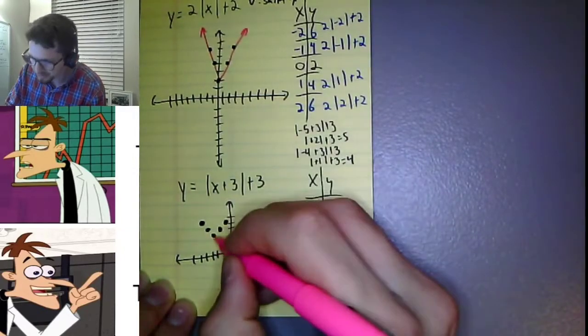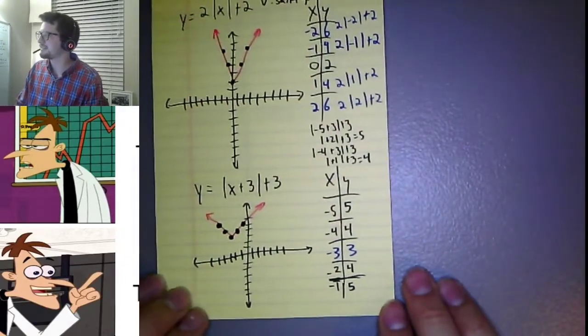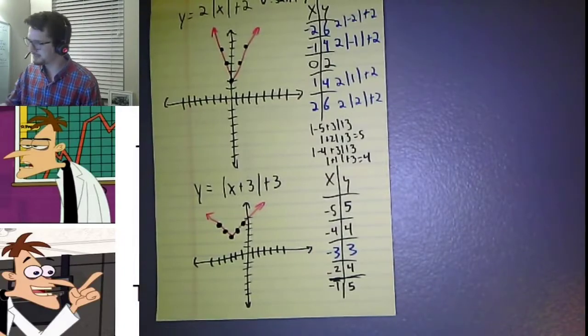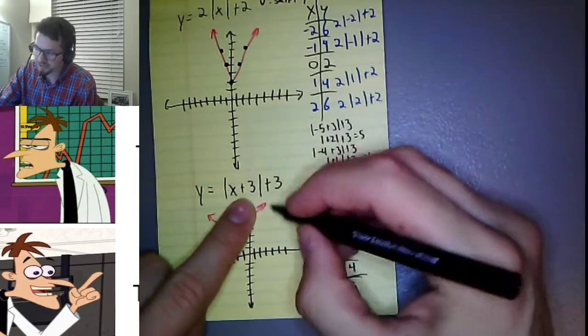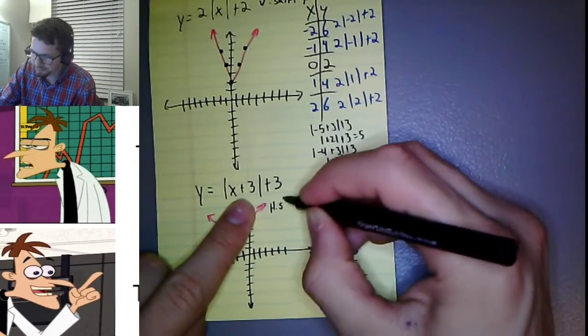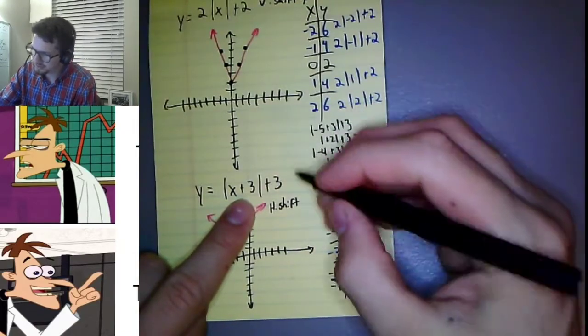Cool. So when I trace it, I get my little absolute value V right there. Yay! What are my transformations? This was a horizontal shift, because it's h. Which way? Well, I take the opposite of plus 3, so it's left 3.